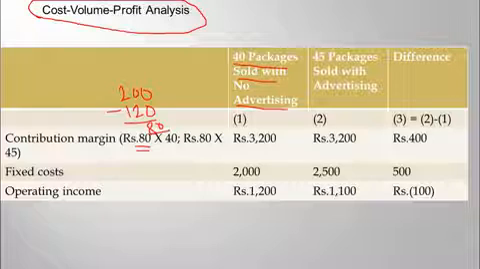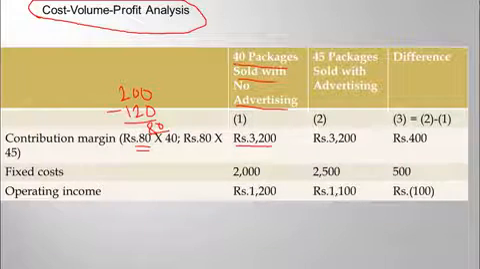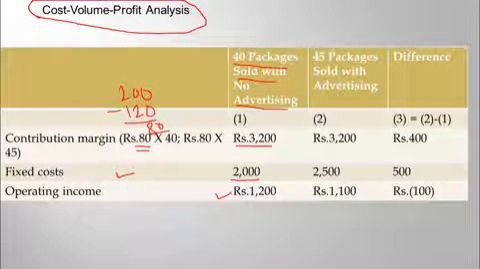So therefore 40 software packages multiplied by 80 is equal to rupees 3200. So contribution is 3200. Now from this 3200 contribution we have fixed cost without advertisement, which is 2000. So operating income is rupees 1200 as per the case given.